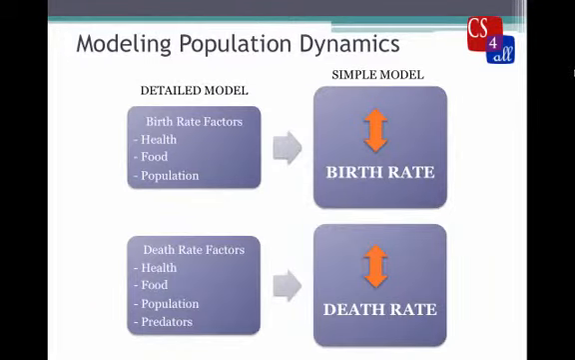So how do you model population dynamics? Well, if you were creating a very detailed model of population dynamics, you would include all the things that affect the birth rate. For instance, the health of the rabbits, the health of the population, how much food is available to the population, and if there are enough mates for the population. And you would include all the things that affect the death of the population, which also include health, food, population, and of course, predators.